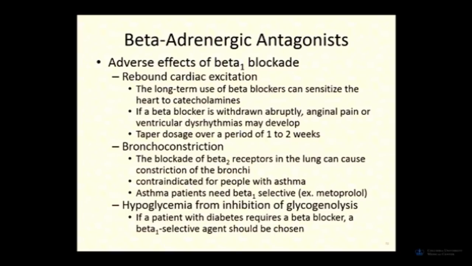If a patient with diabetes, and again this is more likely with a patient with diabetes, requires a beta blocker, it's really important that they get a beta 1 selective blocker like metoprolol. Yes. So you're talking about the contraindications for people with asthma, but specifically because of the respiratory distress. Yeah, it's because of the bronchoconstriction.